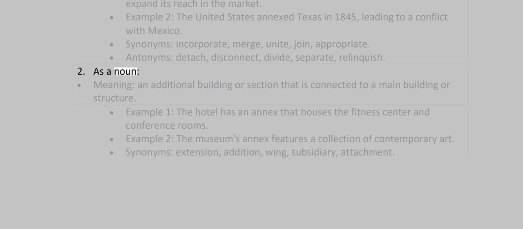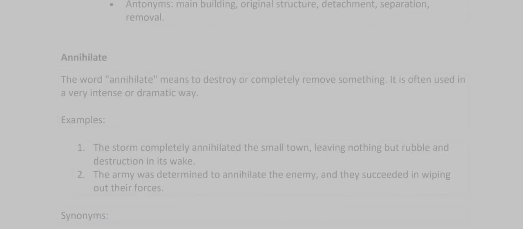2. As a noun, meaning an additional building or section that is connected to a main building or structure. Example 1: The hotel has an annex that houses the fitness center and conference rooms. Example 2: The museum's annex features a collection of contemporary art. Synonyms: extension, addition, wing, subsidiary, attachment. Antonyms: main building, original structure, detachment, separation, removal.